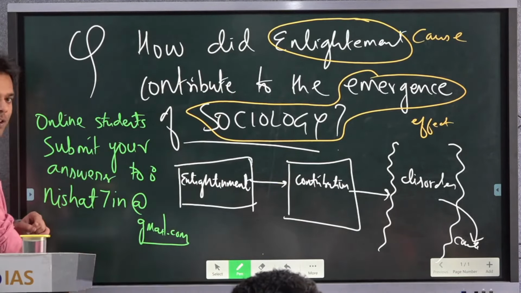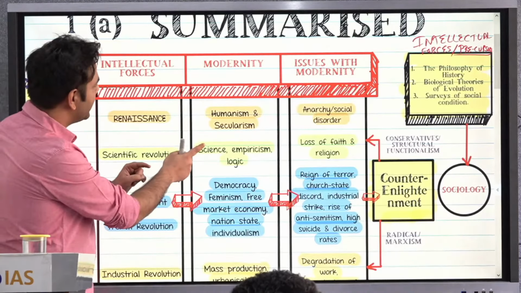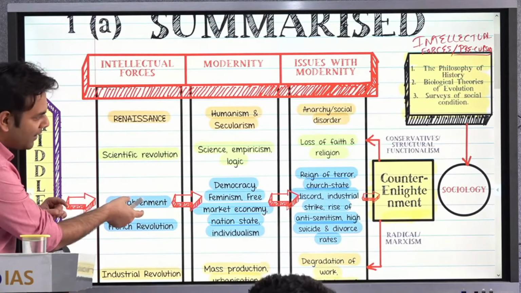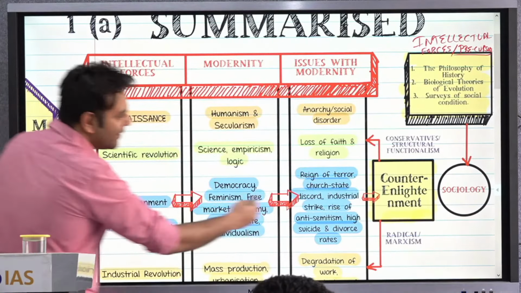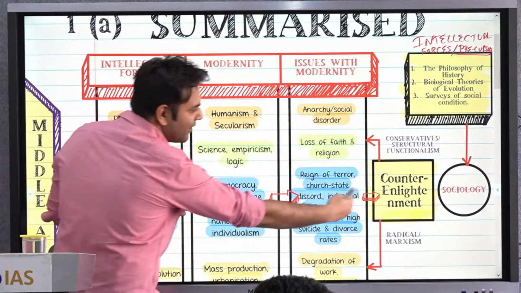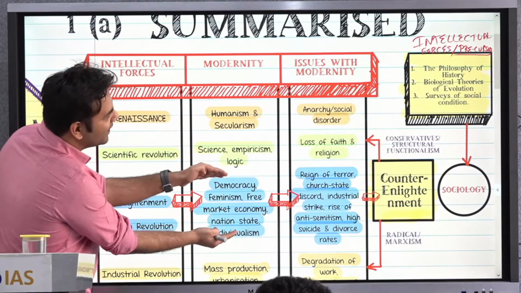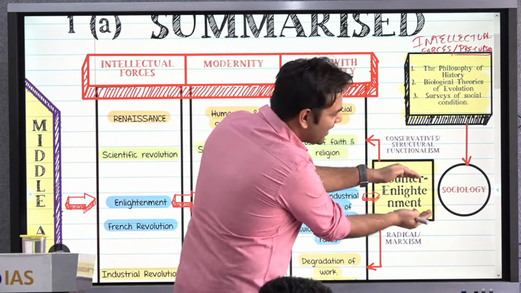Whenever you get confused in your life, refer to this chart. The question was how enlightenment resulted into sociology. So from enlightenment till sociology, how many things do you see? You see modernity, you see issues with modernity, you see counter-enlightenment, then you see sociology.